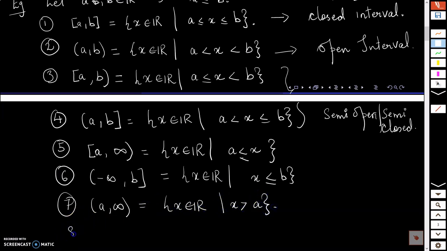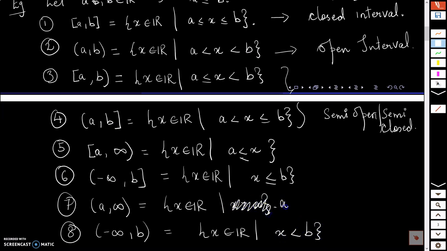Okay, and in a similar fashion we have minus infinity to b open, and this will contain all those real numbers which are strictly less than b. Okay, so instead of this here I can write this as a is less than x. Okay, let's keep the notations uniform. So these are the four kinds of intervals.